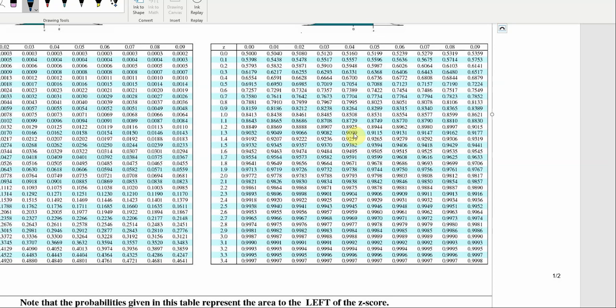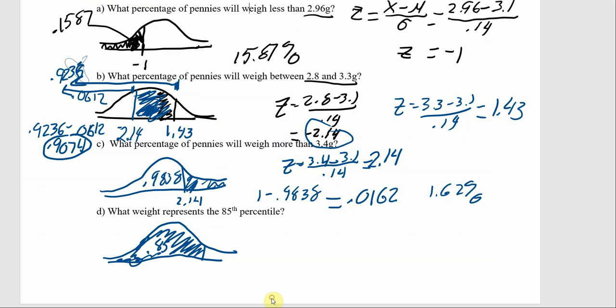Okay, so here is 0.8508, and this is 0.8485. So that's 15 ten-thousandths below, and this is 8 above. So this one is the closer one. I'm going to take that one, and that is 1.0 and 0.04. So that will give you the z-score of 1.04 for the 85th percentile.